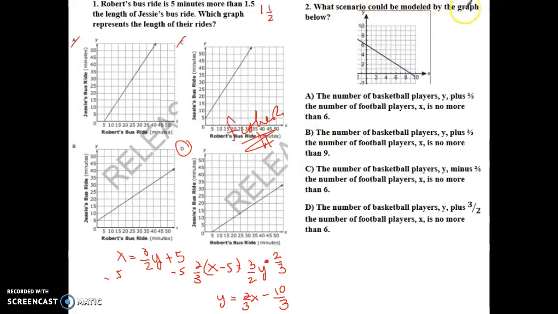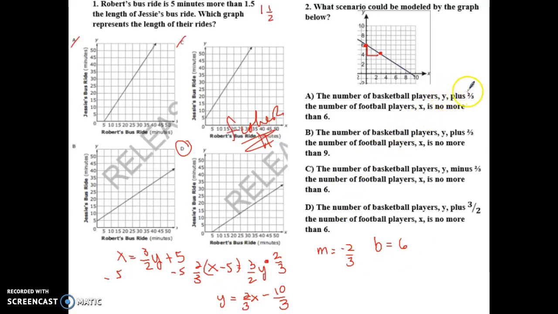What scenario could be modeled by the graph below? Here y'all go again, missing this problem. Let's find the equation of the line. All right, so it's rising to the left, so it's down 2, to the right 3, so m is equal to negative 2/3. What's the b? The b is 6.